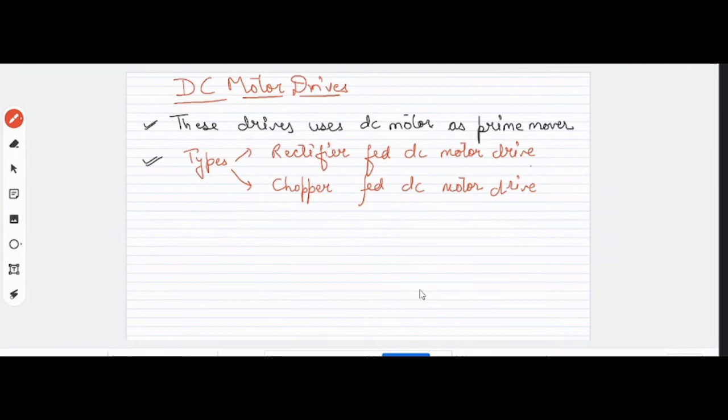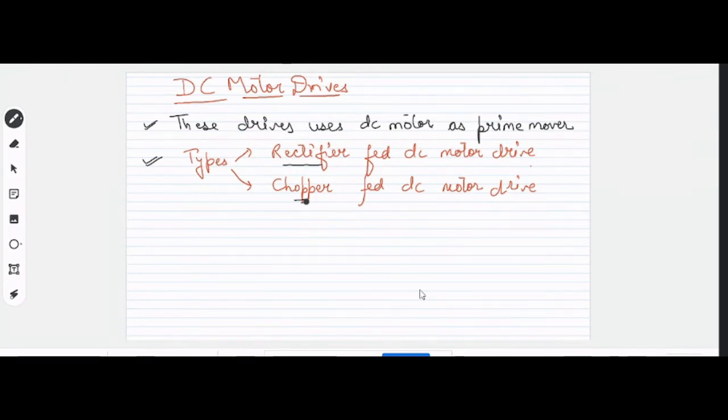So there could be two kinds of DC motor drives. Either it could be a rectifier fed DC motor drive, or it could be a chopper fed DC motor drive. Obviously, rectifier fed DC motor drives will be those in which the supply used is AC, whereas chopper fed DC motor drives will be those in which the supply available is DC. And the components almost remain the same, which we have studied in our first unit, right?